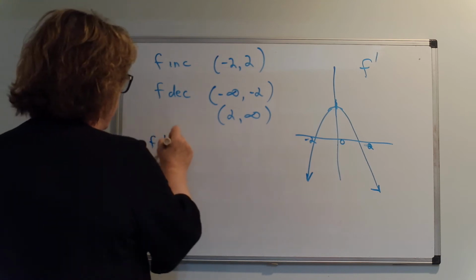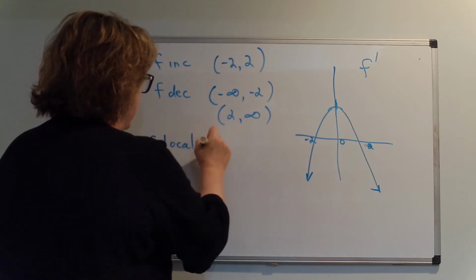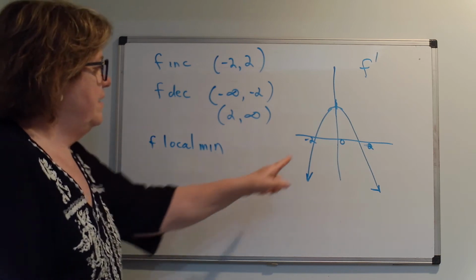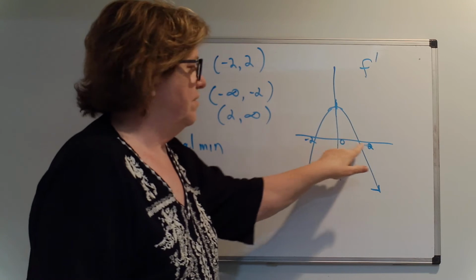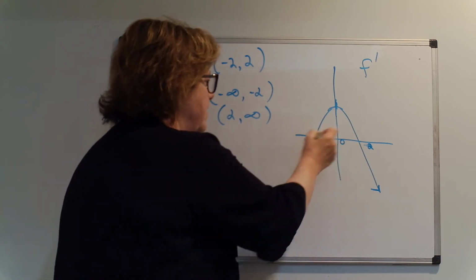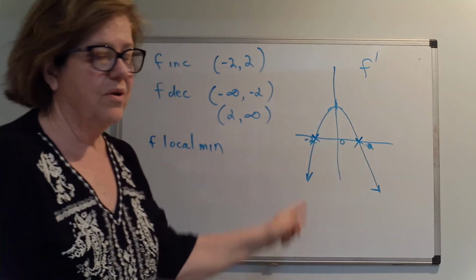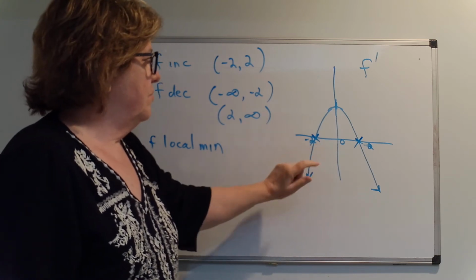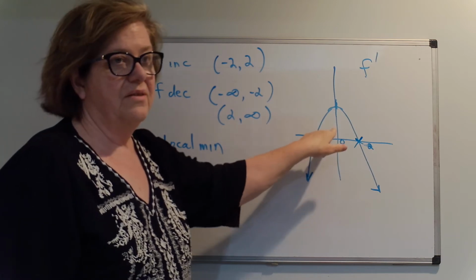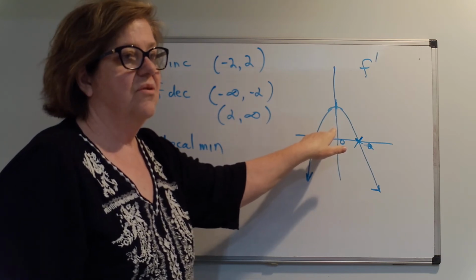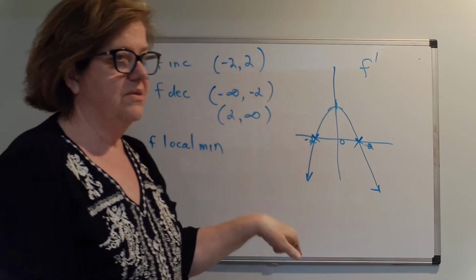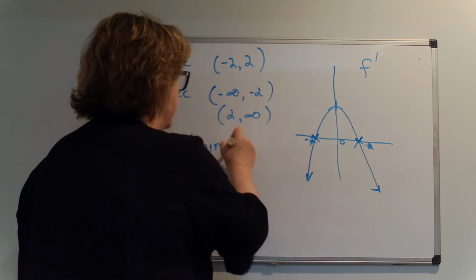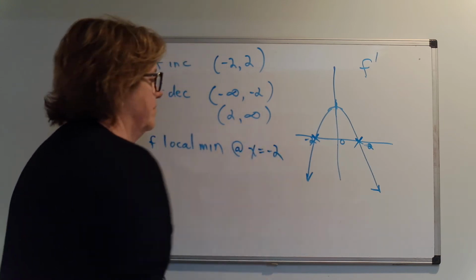Okay, before we get to concavity, what if we identify local min and max? So f has a local min where the derivative is 0, which is here and here. So we have to figure out whether they're local mins or maxes. At negative 2, we go from a negative to a positive derivative. So our function goes from decreasing to increasing. So we have a local minimum at x equals negative 2.